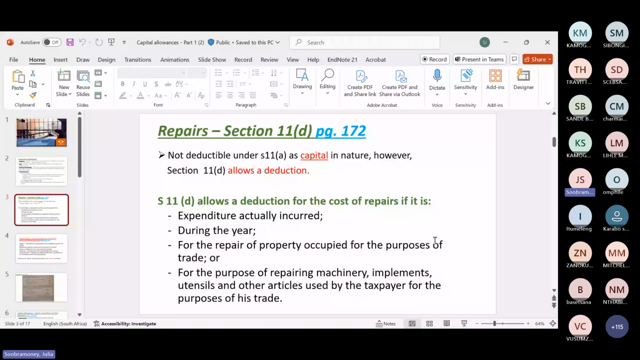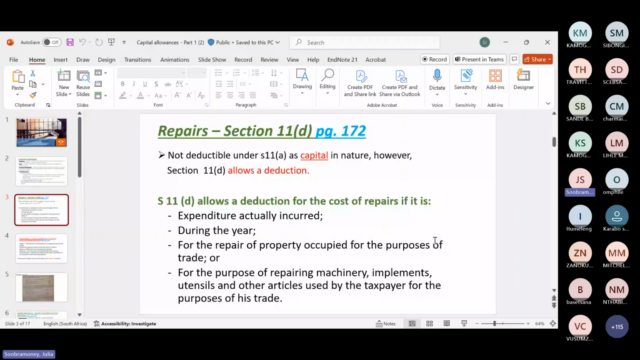If you do not put it through, unfortunately, next year you'll lose it. You cannot say, oh, I forgot to put that repair in last year. You've lost it, okay? So it has to happen within this year of assessment and actually incurred. All right, so that is what's important.